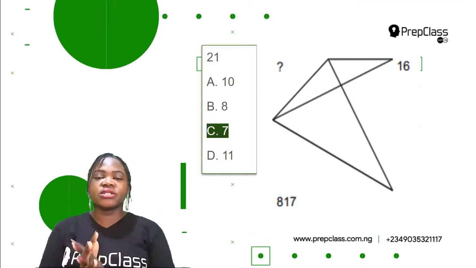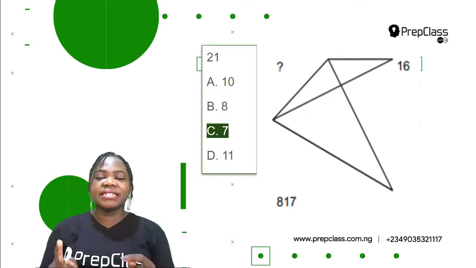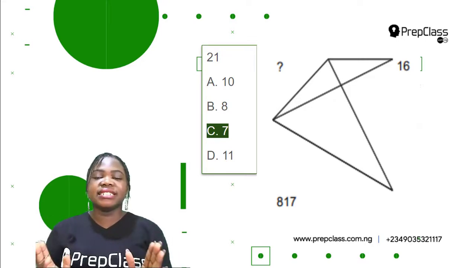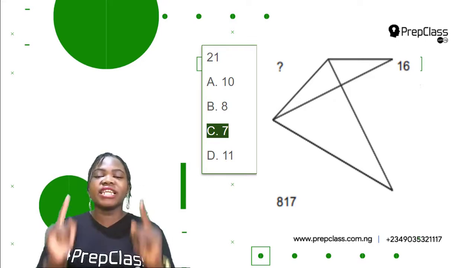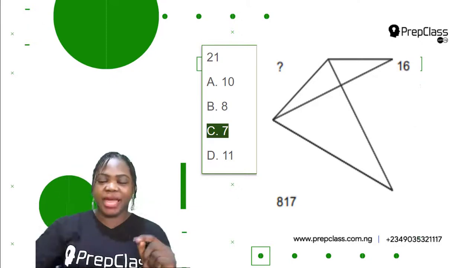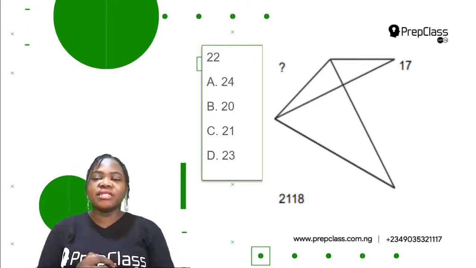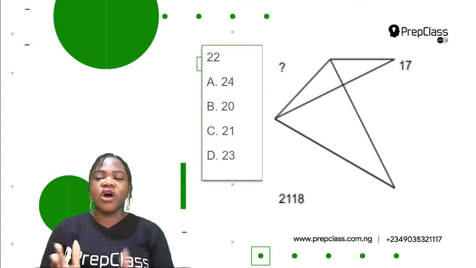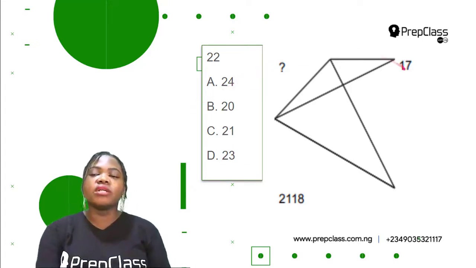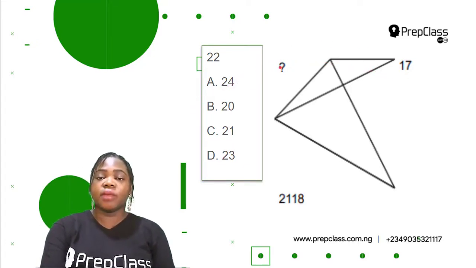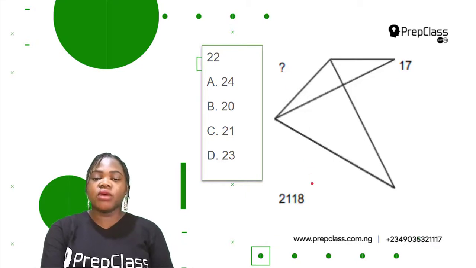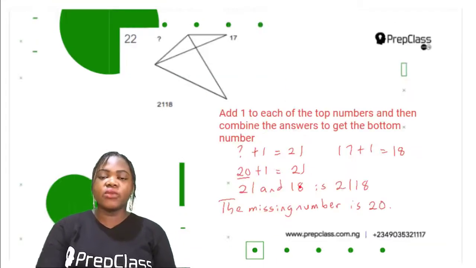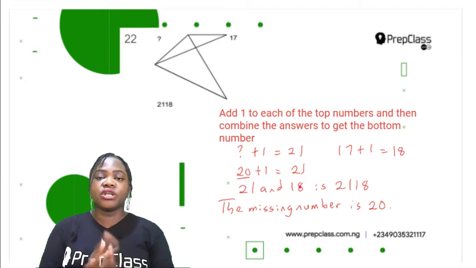So which of the options is correct? A is 10, B is 8, C is 7, D is 11. The correct option is C, 7. Check number 22. So in this question also, we are given only one of the top numbers. The second top number is missing, and then the bottom number is given. Okay, so we are going to do it the same way we did question 21.